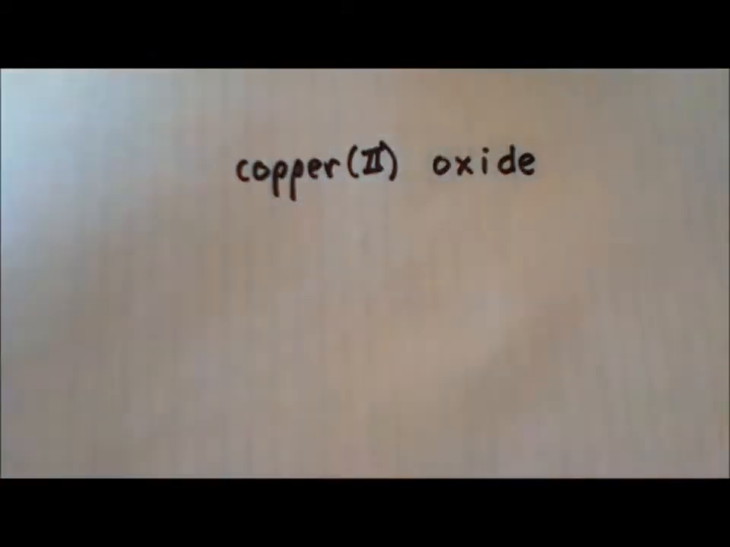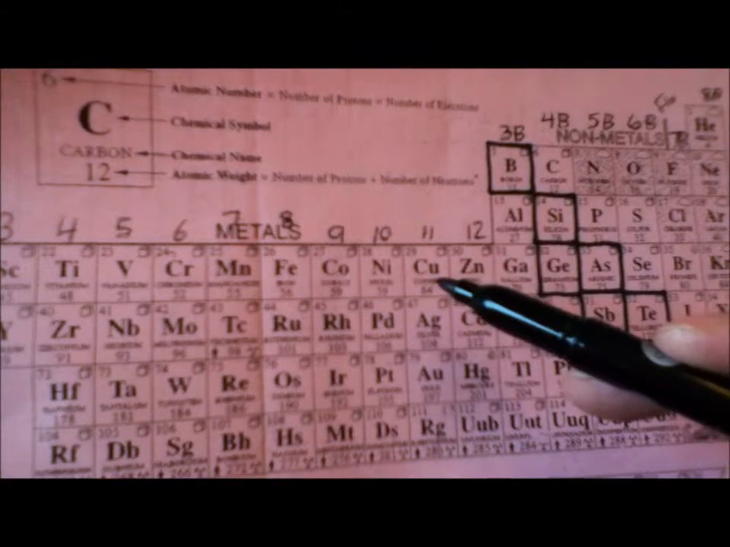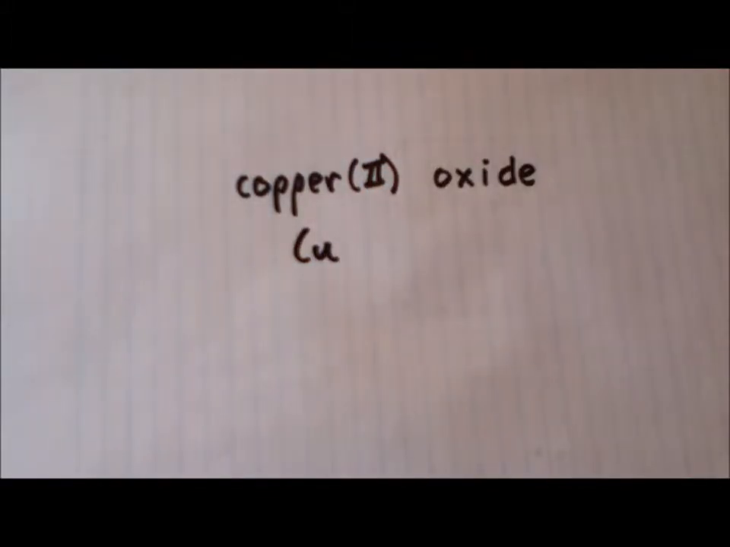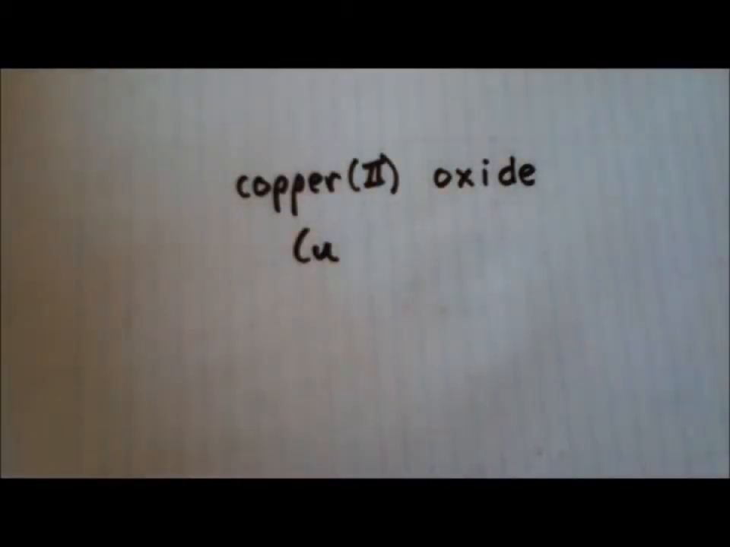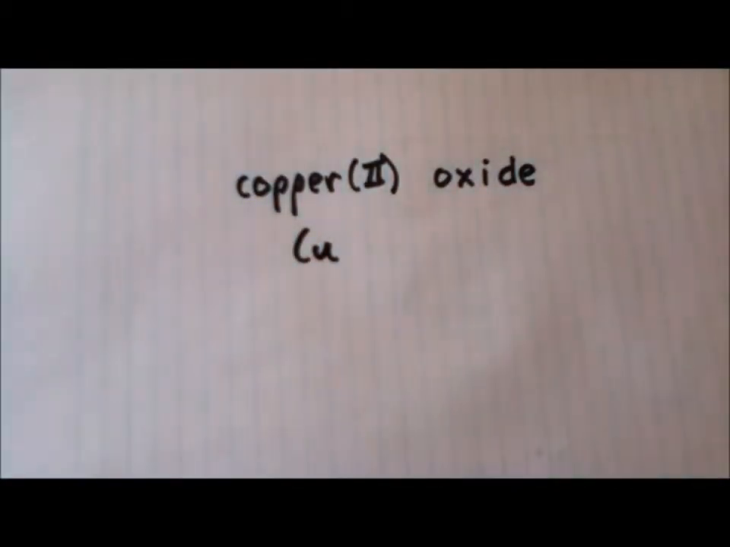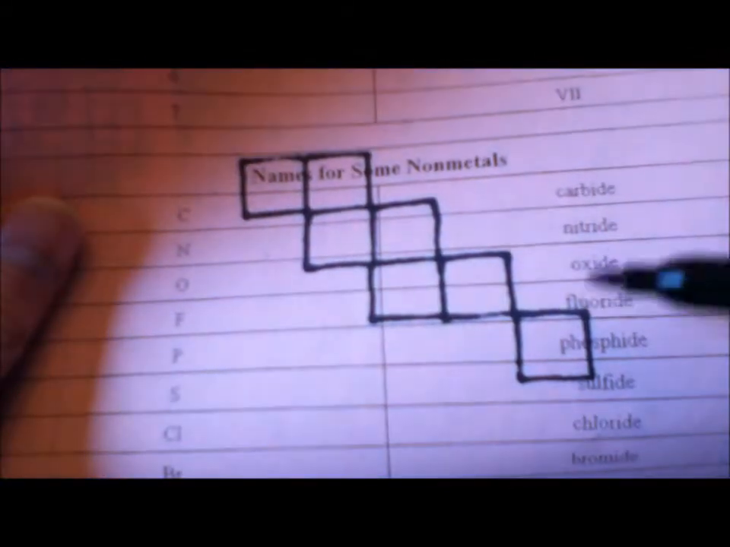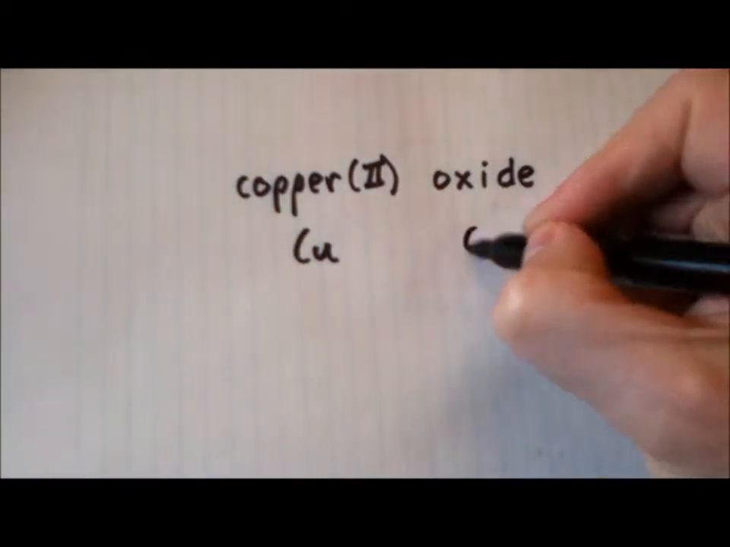Again, metal first. We find out where copper is on the periodic table. There it is there. It's Cu. So we write that. Oxide, again, non-metals, you can check those names on the back of your periodic table in 2 lists. And when you look at the second list, names for some non-metals, you'll see that oxide is right there, and that's oxygen. So we'll write O.